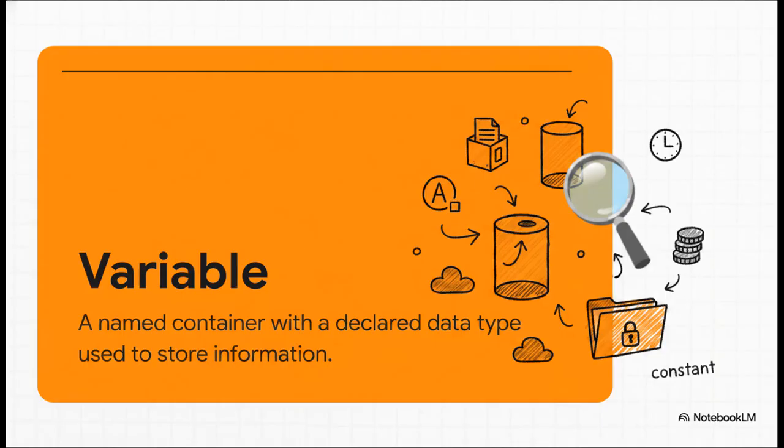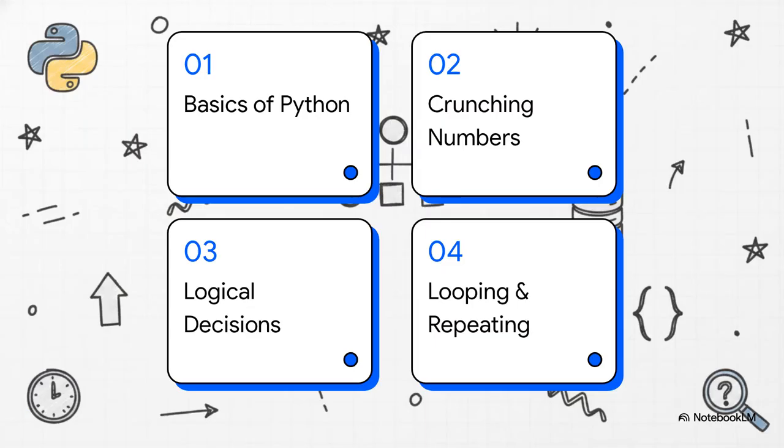Every spoken language needs nouns, and in our new digital language, variables are our nouns. A variable is simply a named container with a declared data type, and we use it to store information inside our program. Whenever you need the computer to remember a specific piece of data, like a user's name or maybe their high score in a game, you just pop it into a variable. Oh, and a quick note, if that data is totally fixed and is never ever going to change, we call that a constant. So here is our roadmap for this explainer.